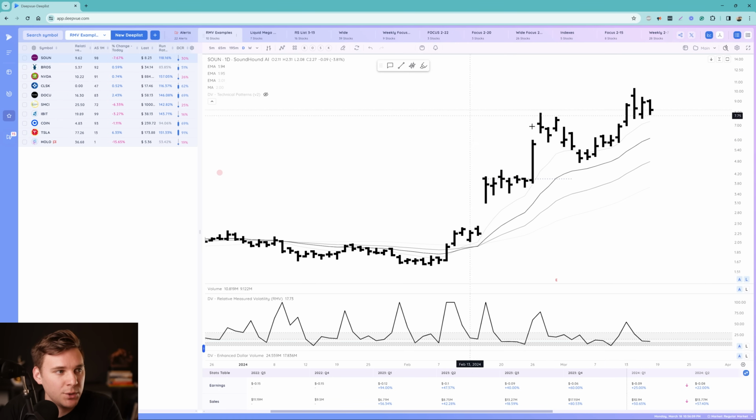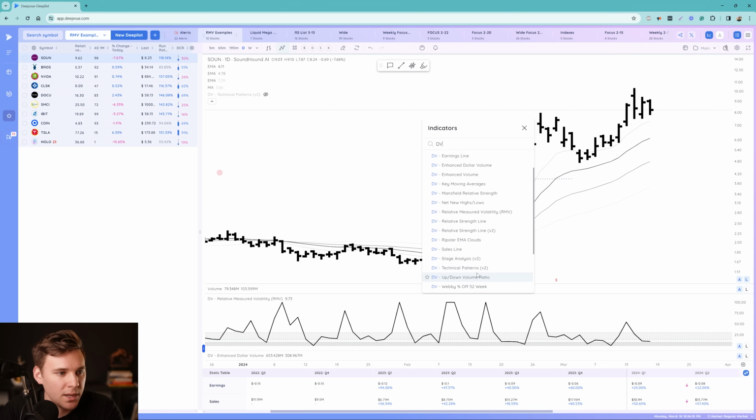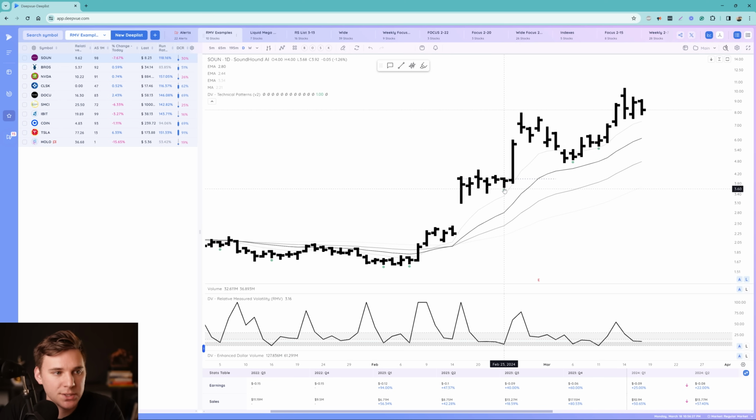And what's cool in DeepView is not only do we have the indicator here, but we also have the DeepView technical patterns indicator, which you can find by clicking indicators, typing in DeepV, and selecting this. You can load it up, and if I turn this on, you can identify on the charts, through this green dot here, or however you want to set it up, areas where RMV gets very low, to suit your preferences.